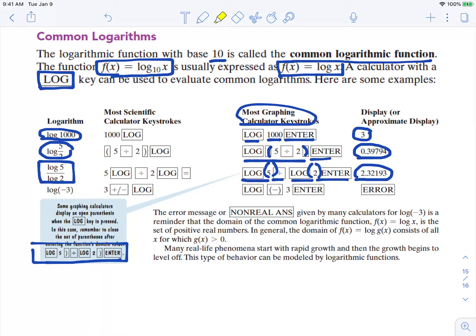Now there's one that I want to highlight. Log of -3. If you try to enter that into your calculator, you're going to get an error. The reason why is when you evaluate a negative for a logarithm, it's considered not real because the domain of a logarithm has to be greater than 0.